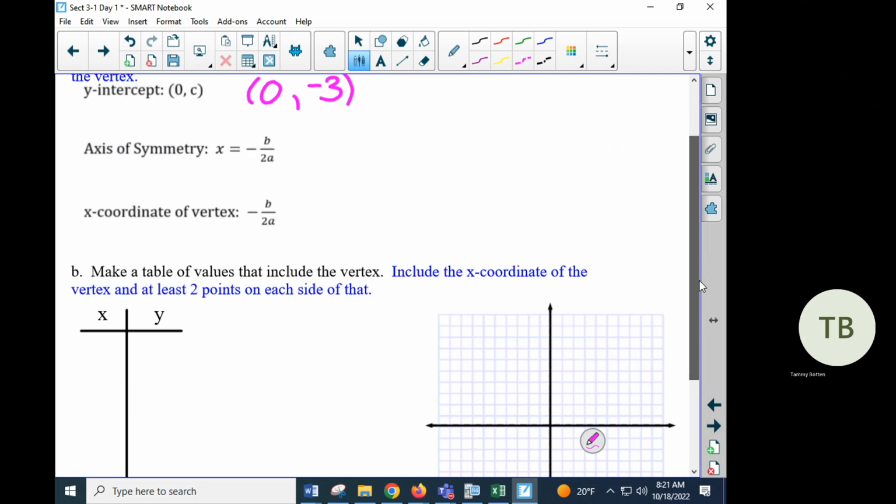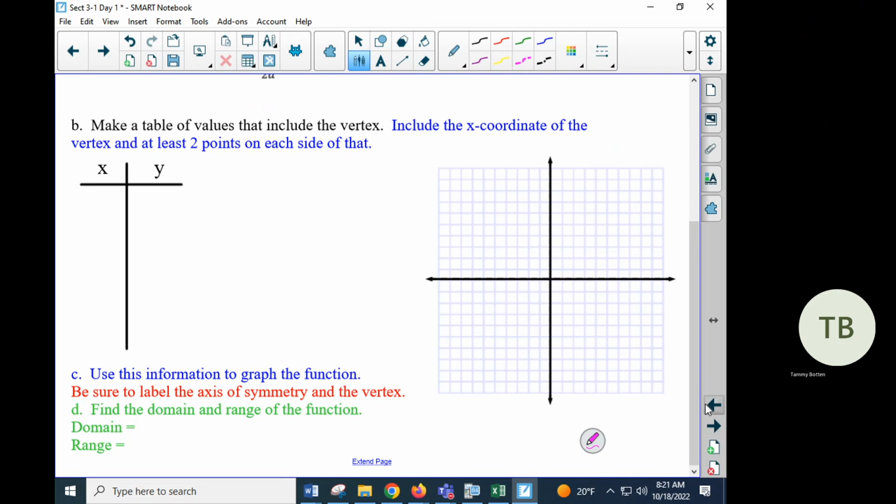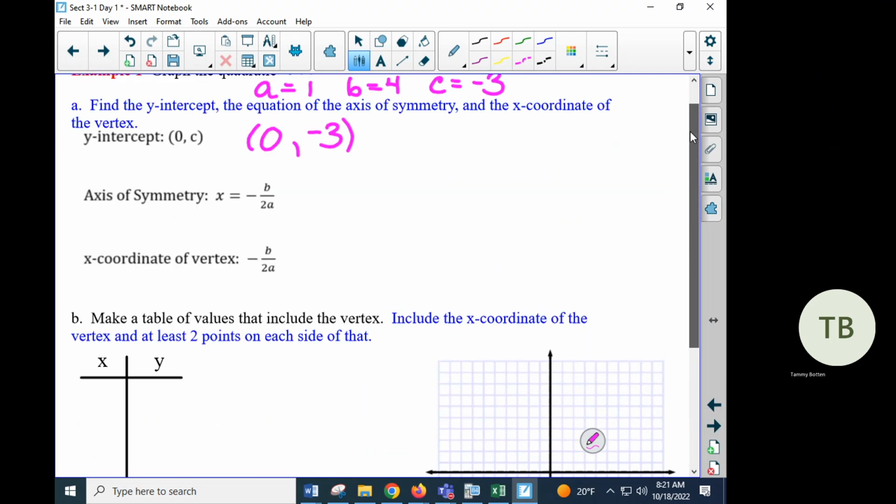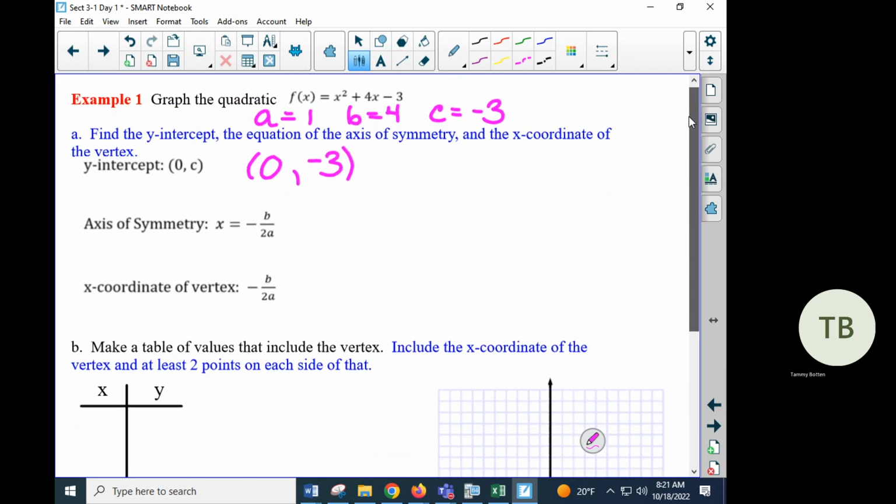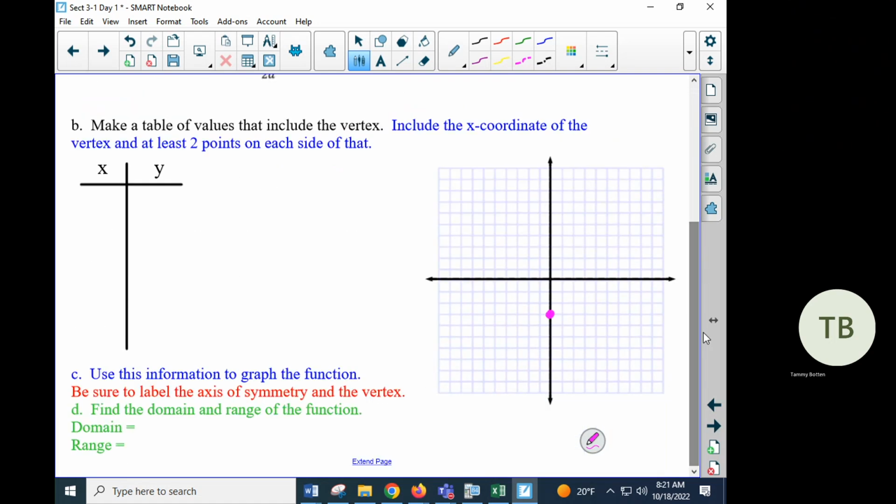And then what I would do is go down here, and I'd go to 0, -3, and I'd put that point there. And this one opens up because it's positive in front of the x squared. So you know that it's going to open this way. So I could write here, vertex is 0, -3. That's one thing that you're going to have to do. Okay.